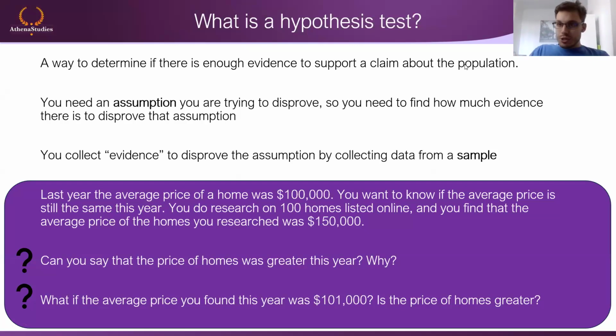So we have a question that needs to be answered. Actually, let me backtrack for a second. We could ask multiple versions of a question here. We could ask, is the average price of a home still $100,000? That's one question. Another question would be, is the average price of a home $150,000? And a third question would be, is the average price of a home between $100,000 and $150,000?